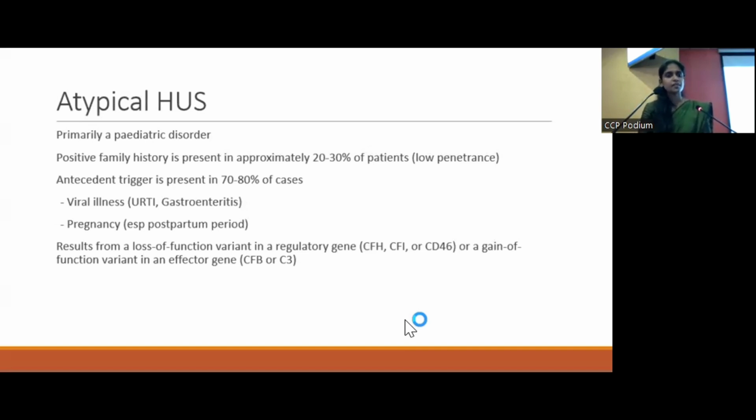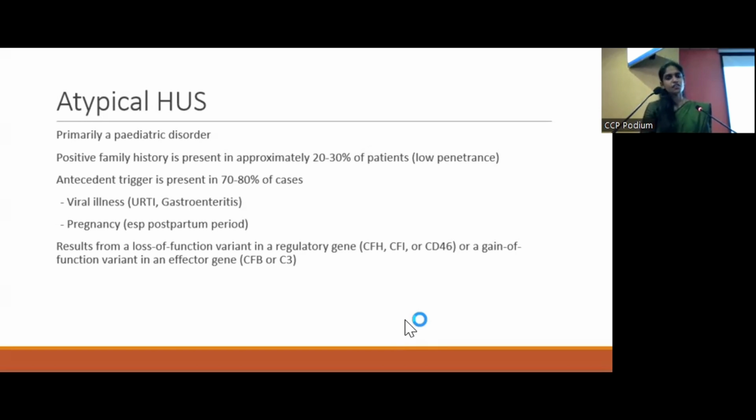Atypical HUS presents with the same Shiga toxin-mediated HUS-like presentation, but lacks a preceding bloody diarrheal history. It is primarily a pediatric disorder, and a positive family history is present in approximately 20 to 30%. The genetic mutation is common, but it has a low penetrance. That's why a positive family history is less common. Usually, they have an antecedent trigger in the genetically predisposed individual, in around 70 to 80% of cases. It can be a viral illness or a pregnancy, especially in the postpartum period.